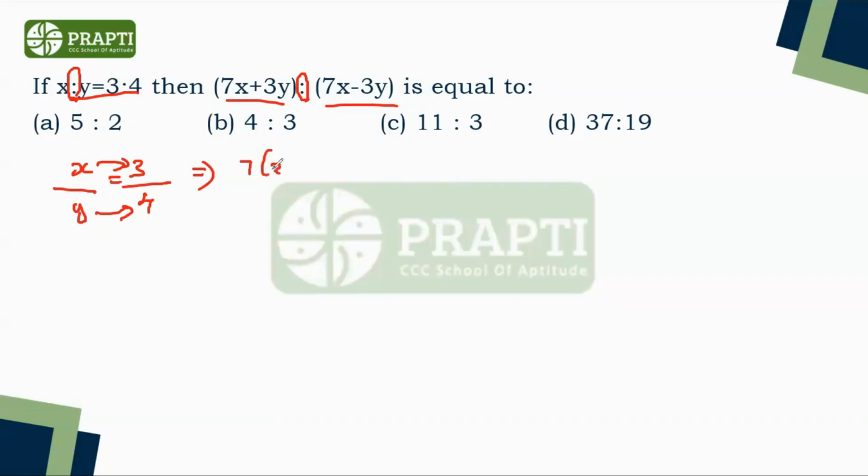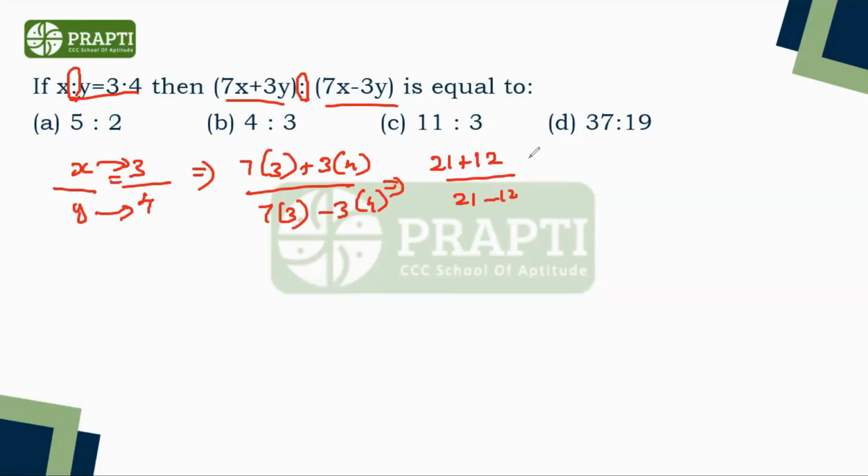So 7 into 3 plus 3 into 4 divided by 7 into 3 minus 3 into 4. So how much will you be getting? 21 plus 12 divided by 21 minus 12. So at last how much will you be getting? You'll be getting 33 by 9. If you reduce it, you'll be getting 11 by 3, which is nothing but 11 is to 3.